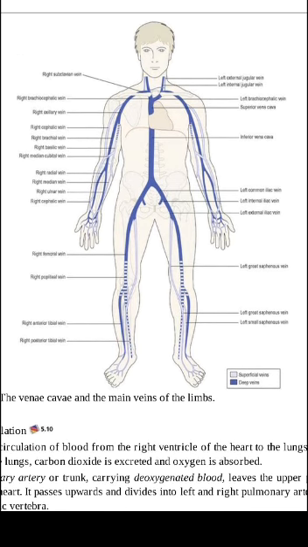Okay, so in this diagram, the superficial veins are denoted by light blue color, and the deep veins, which are present deep within our body, are denoted by dark blue color.